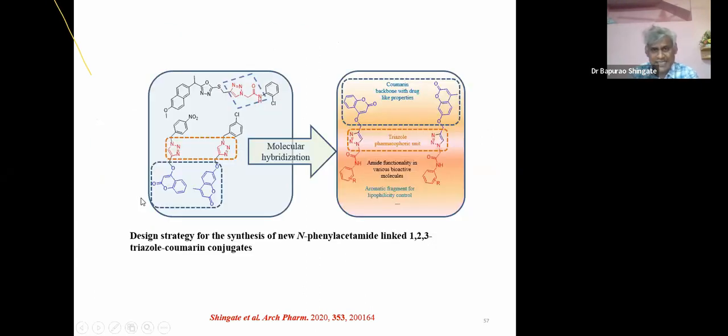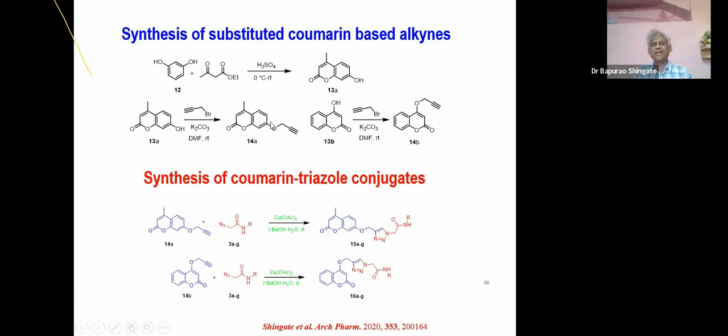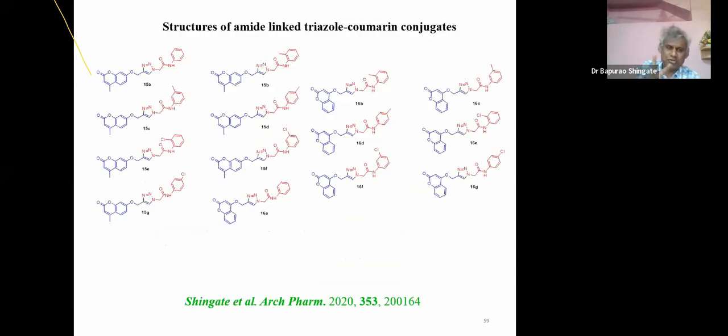Accordingly, we have a design, and we know very well how to make coumarin-based alkynes, and we already synthesized these amide-based azides, which on reaction with these two terminal alkynes under click chemistry condition by using copper acetate in tertiary butanol water solvent system lead to the corresponding amide-based 1,2,3 triazoles having coumarin, one of the important pharmacophoric groups, in their structures. And these are the structures of two pharmacophoric groups which we have incorporated in the single molecular motif.